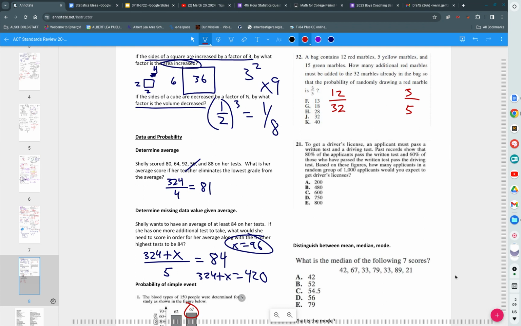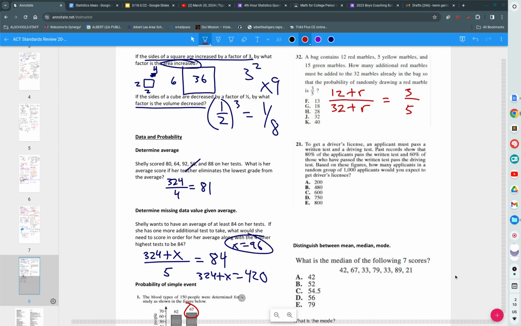And stop. We currently have 12 out of 32. We want to change that to 3 over 5. If you're going to change it and you're adding red marbles, is that going to change the 12? Yeah, it is. Is it going to change the total number in the bag? Yeah. I'm just wondering, did anybody set up that equation?